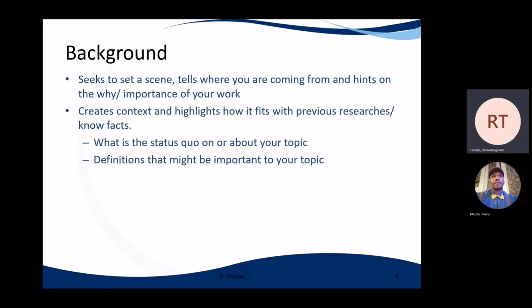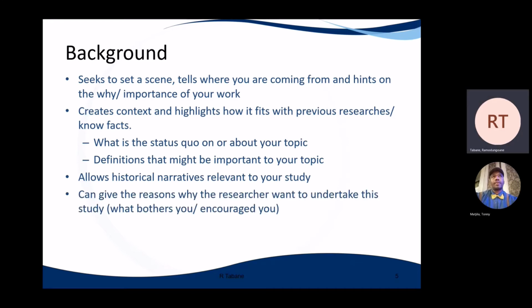It helps you in the background to create context and to highlight your work and how it fits within the previous research. What is the status quo? What is it that is already known about your problem? That is your title. The definition that might be important to your topic. So it allows you to give us your historical narrative, give us the reasons why a researcher wants to undertake this study.